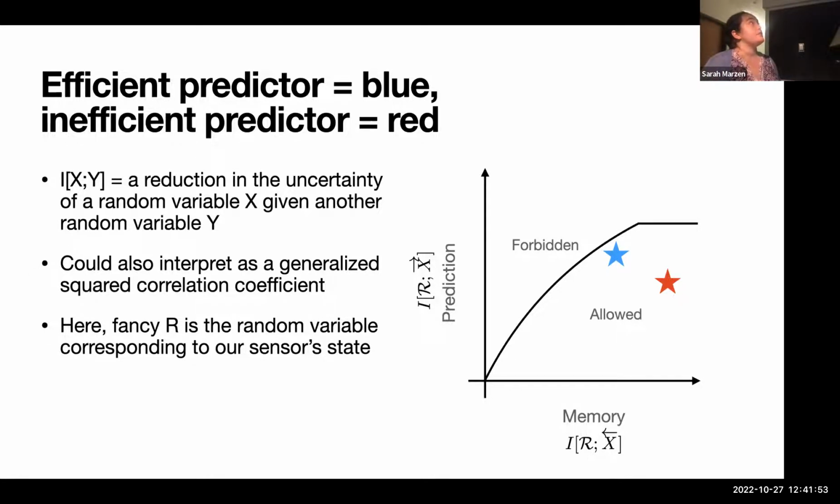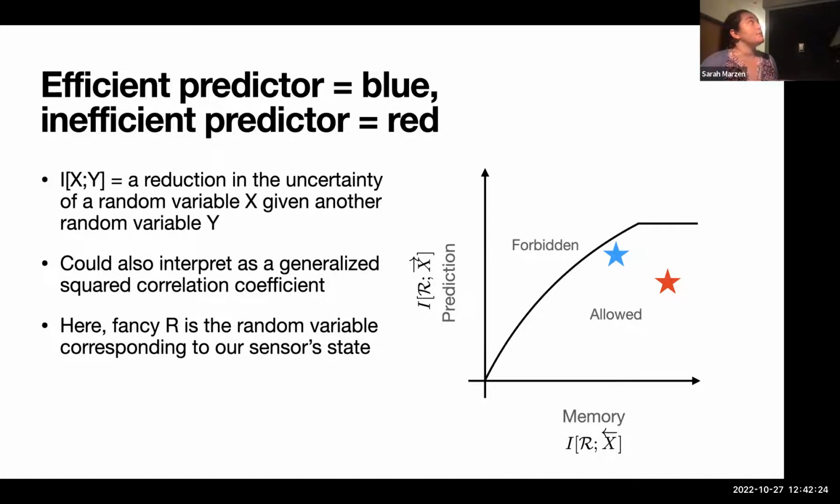And the memory is going to be given by this thing that I'll describe in a moment. Prediction is going to be given by this thing I'll describe in a moment. But basically, we're going to split this memory diagram into two regions. One region is going to be allowed. There's going to be some sensor somewhere that could have this combination of memory and prediction. And then there's going to be a forbidden region. There's no sensor anywhere that could have this combination of memory and prediction. And there's a line that separates the two. It's going to be called the predictive rate distortion curve. And in this particular case, it would be the predictive information curve.